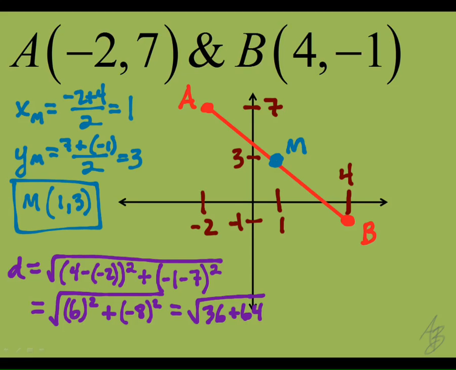Okay, so we have the square root of 36 plus 64. What is 36 plus 64? 100. And Brittany, what is the square root of 100? 10. So that means that the length of that segment is 10, right? Let me see if I can squeeze that in here.